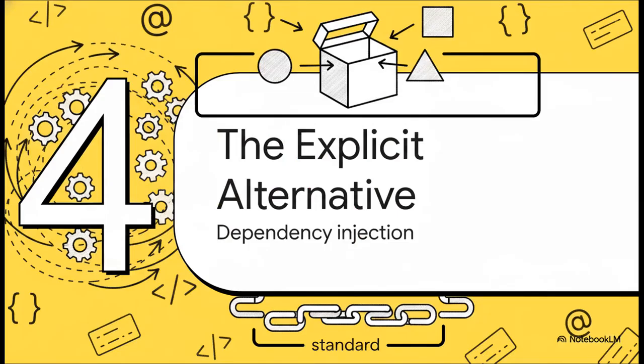But okay, enough doom and gloom. Fortunately, there is a much, much better way to handle this in Go. It's a standard, safe, and professional pattern called dependency injection. And really, it's all about one thing: being explicit and honest in your code.